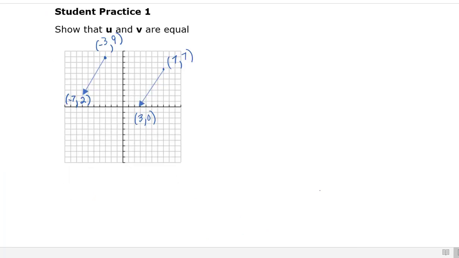All right, so I've indicated the initial point and the terminal point. What I'd like you to do is pause the video and find the magnitude and direction of each of these vectors and show that they're equal. We'll indicate that this first vector will be u and this second vector will be v.